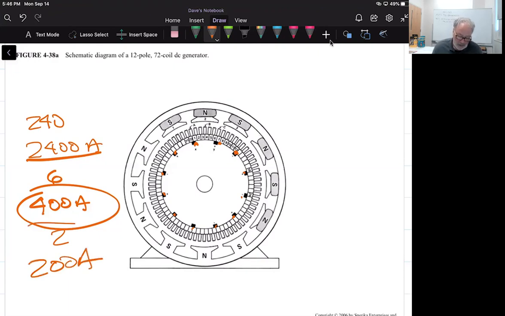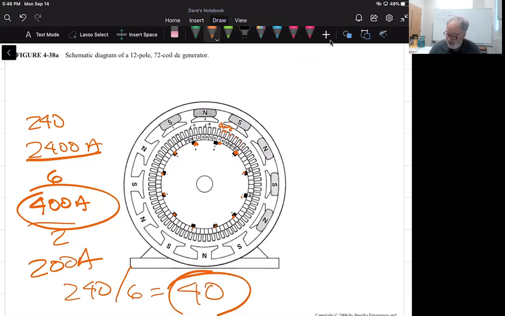There are 6 coils between adjacent brush sets. So the average voltage per coil would be 240 volts divided by 6, or 40 volts. Okay, so if we could go between each one of these, we'd see 40 and 40 and 40, and we do that 6 times, and we would say that there are 6 40s, or 240 volts between brush sets.